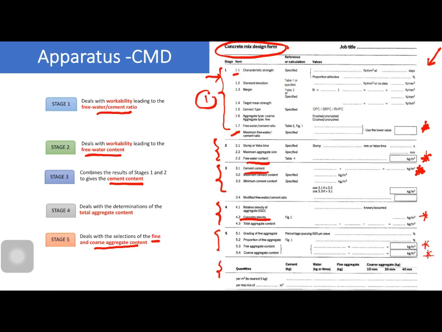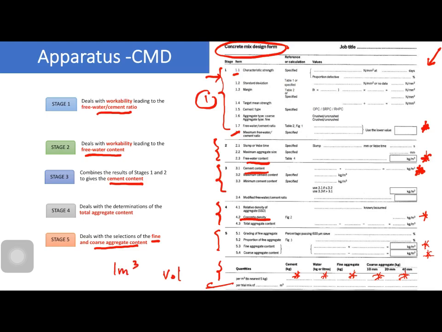And the last part is to determine the actual proportions of the ingredients in the concrete mix in order to be mixing. So here we need to know the volume of the specimen, because this volume we multiply with this proportion, because this concrete mix design we design for 1 meter cube.